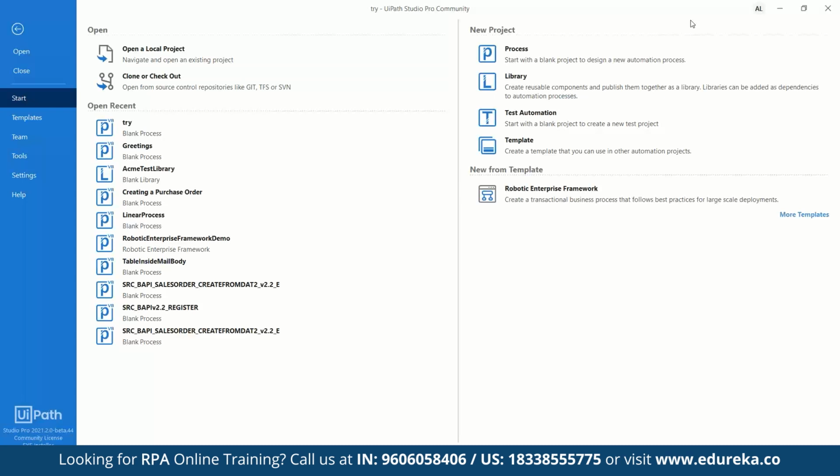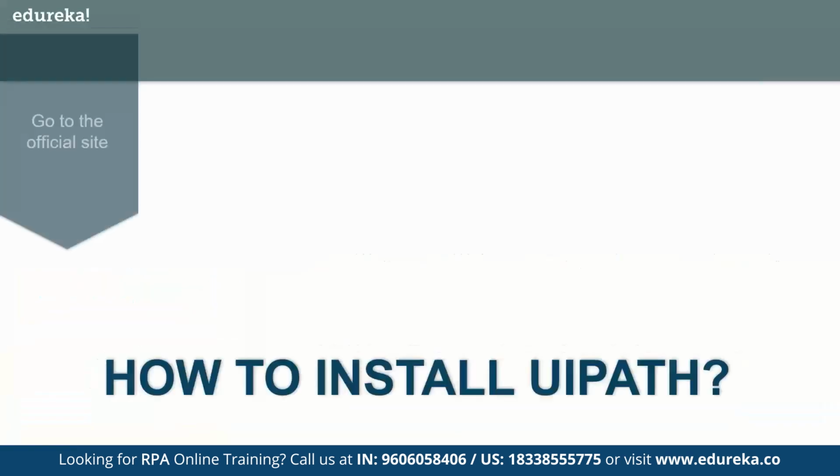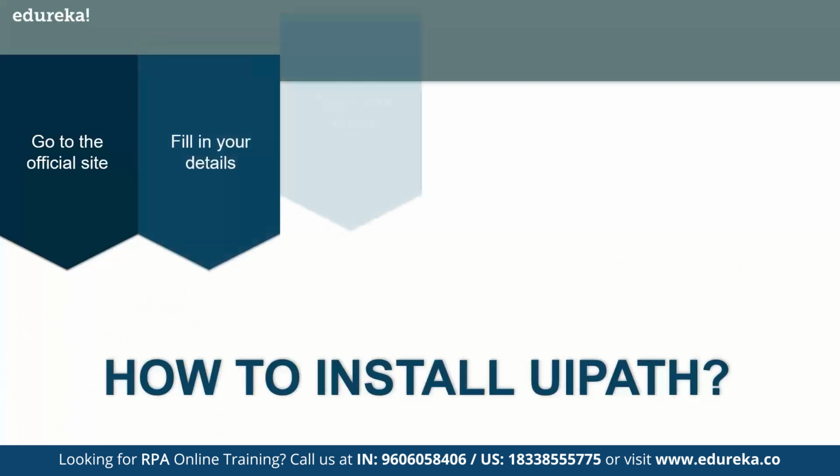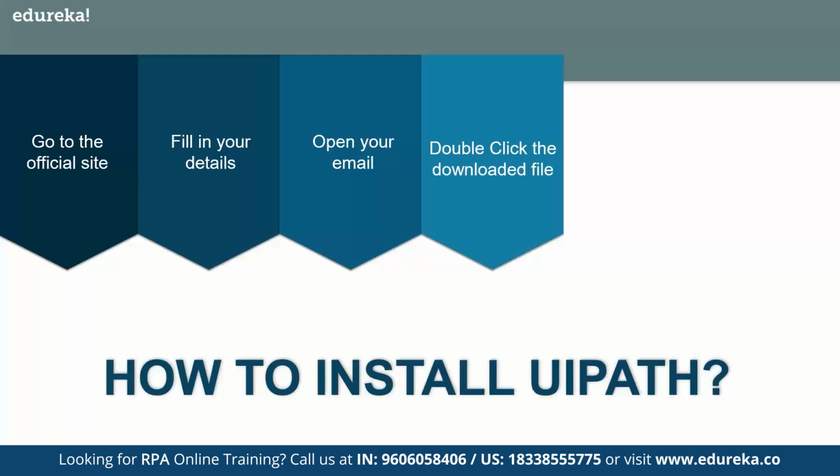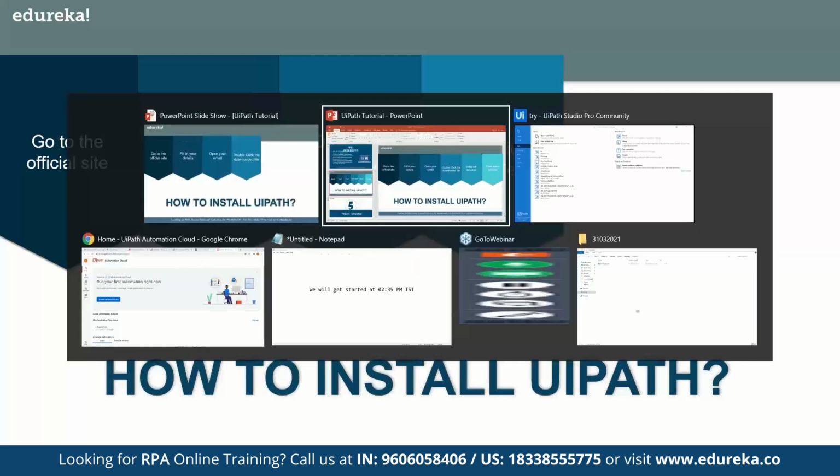So how to install? For installation, you have to go to cloud.uipath.com, the official website, and fill in your details. You need not open your email. This process has been changed with the latest community edition. You don't need to open your email and all, just fill in your details. Once you fill in your details, you will be landed on the home page.